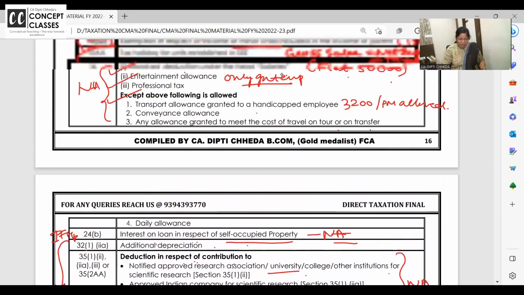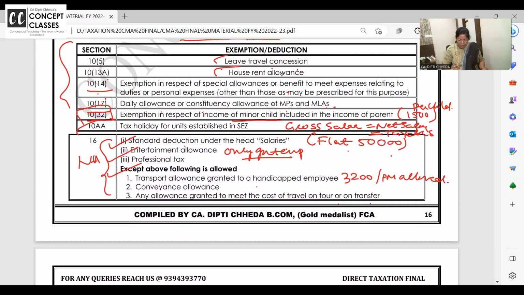First, just scroll up in your material and I'm taking a pause. I'm here only. If you have any doubt, unmute and ask or put it in the chat box. Check it, read it again.